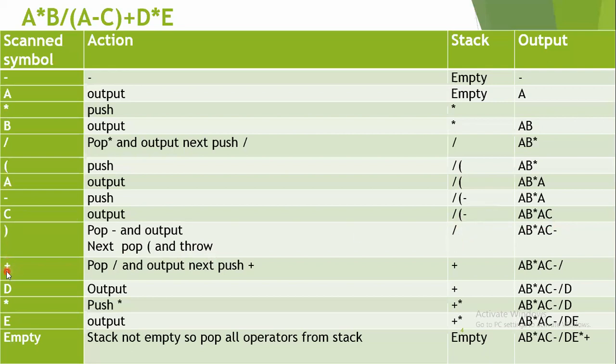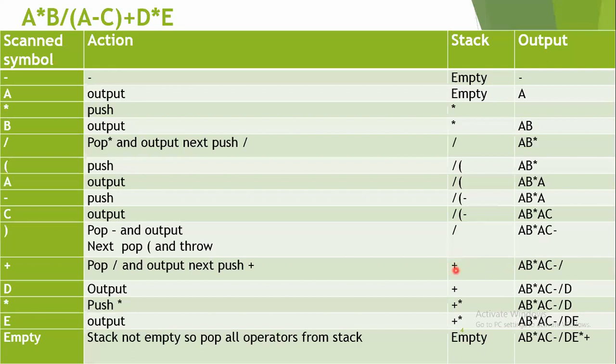And the next symbol that is scanned is the plus operator. Now to place this plus operator onto the stack, you have to check the priority of the existing operator on the stack. The existing operator on the stack is the division operator. The priority of this division operator is greater than the priority of the plus operator. In this case, you have to pop the division operator from the stack and place it on the output side. And then you have to push the plus operator onto the stack.